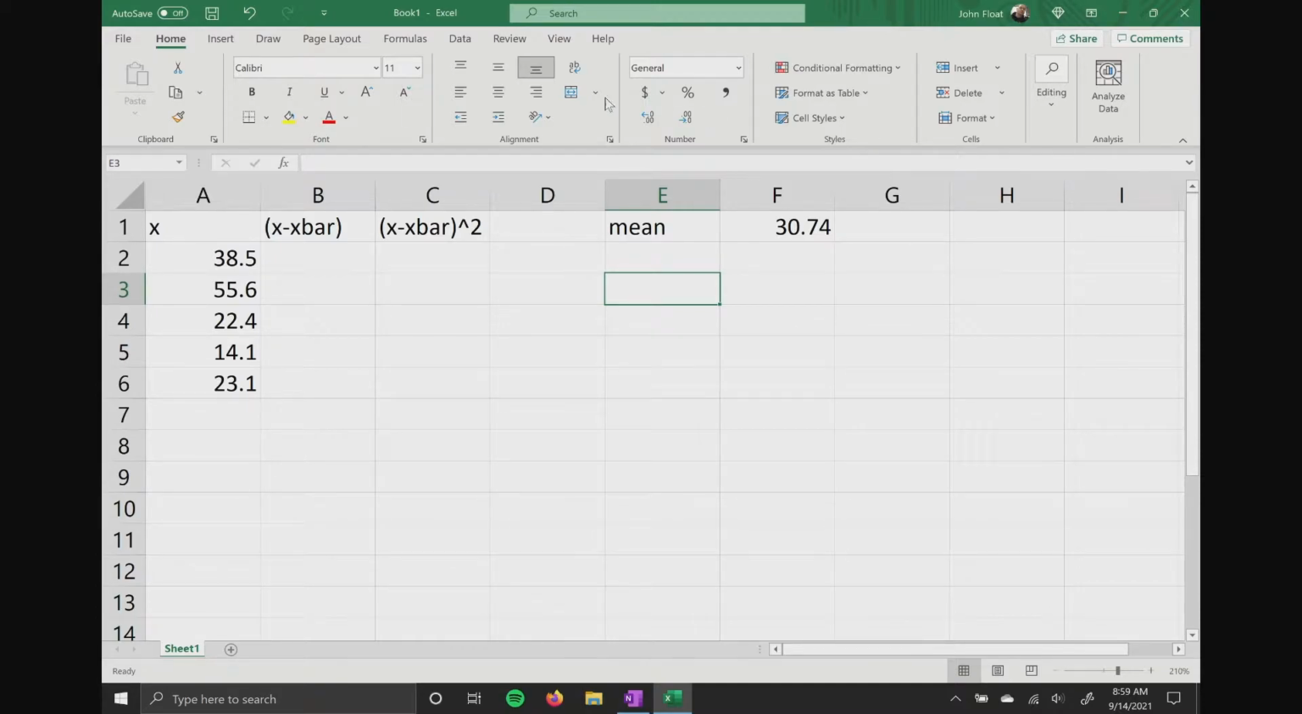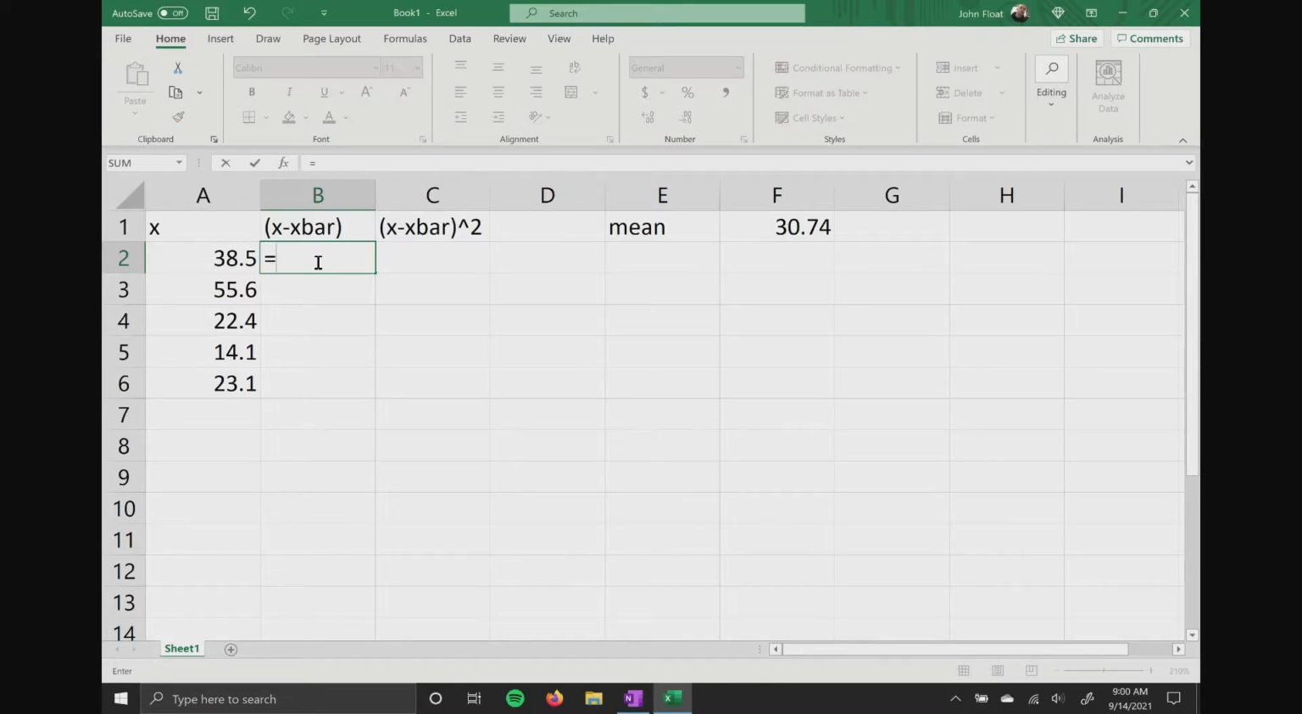Now, what we need to do next is take x minus x bar. In other words, I'm going to do some math. So I want to hit equal sign, and I want to take my x value, which is 38.5, and I want to subtract my mean away from that. So I'm going to click on 30.74.